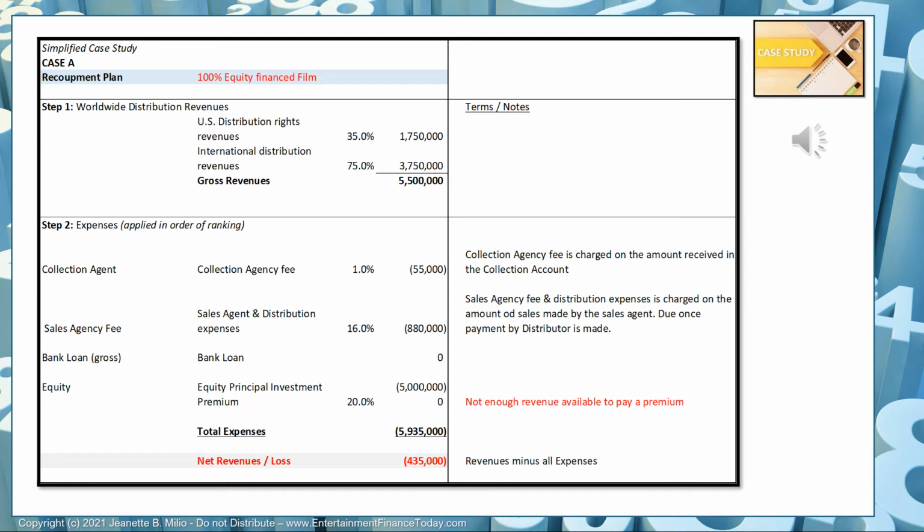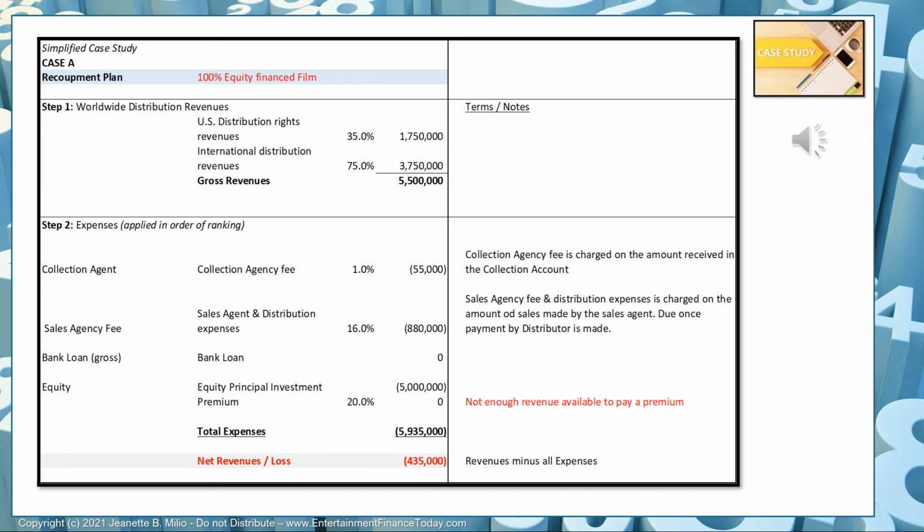The collection agent usually receives 1% of all the monies that hit the collection account. And because we received 5.5 million, the collection agent got $55,000 and the sales agent gets $880,000 as a sales fee. And because we don't have a bank loan here, we don't have to pay any banks back, but we have to pay the equity investor their $5 million back. So we're doing that.